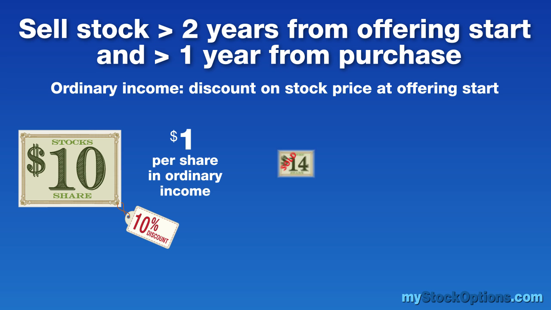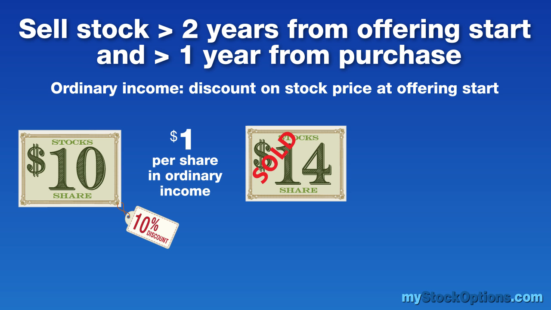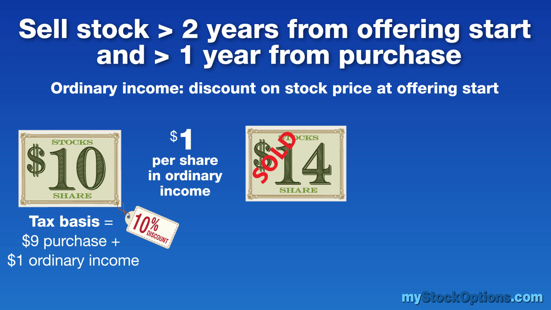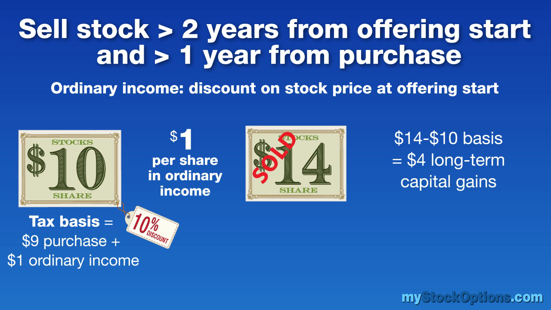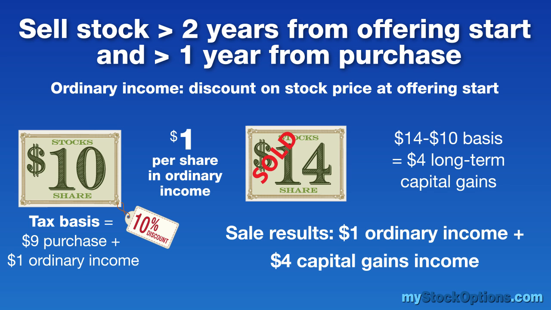Then you sold the stock, remember, at $14. So you have a tax basis now on the shares of $10, which was your purchase price of $9, plus your $1 in compensation income. You subtract that from the $14, and so you're going to wind up having $4 in capital gains income. So you have $1 in ordinary income, $4 in capital gains income, less ordinary income and more capital gains income than when you sold the stock earlier, and that's going to result in lower taxes for you.